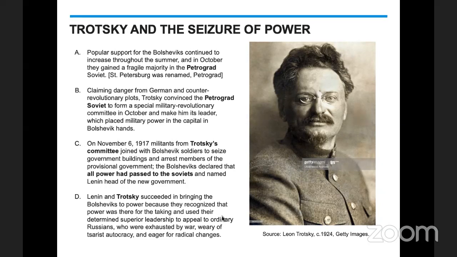Change of government. D, Lenin and Trotsky succeed in bringing the Bolsheviks to power because they recognized that power was there for the taking, and they used their determined leadership to appeal to ordinary Russians who are exhausted by war, who are weary of the Tsarist autocracy, and who just want change, something radical.